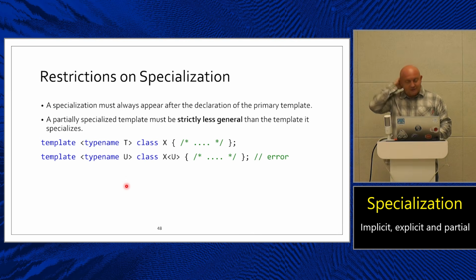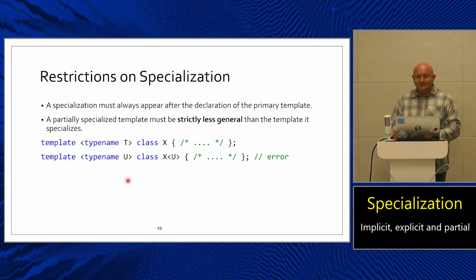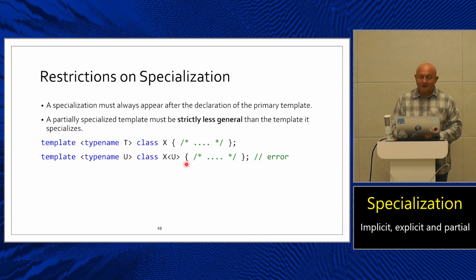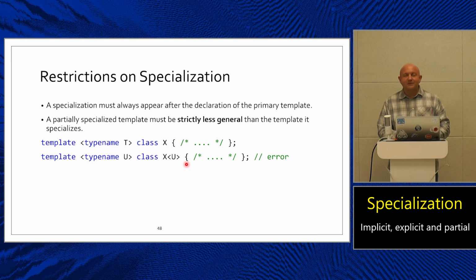And when we create a specialization, it must satisfy a key condition. It must be strictly less general. Okay, ordering again, strictly less general than the template it specializes. If we try to write something like this, it is an error. This partial specialization is exactly as general as the primary template. It matches every single type U, just like the primary template T does. It doesn't specialize anything. It's just redundant.